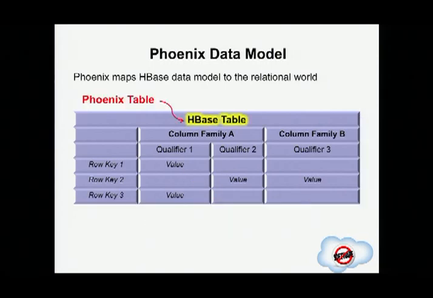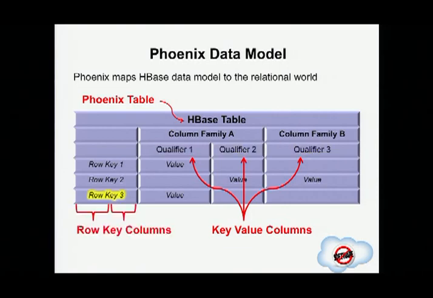Now, how does this map to Phoenix? Well, a Phoenix table maps one-to-one with an HBase data table. And then there are two types of columns in Phoenix. There's key value columns, which are one-to-one with your column qualifiers. And then there's your row key columns, where you define a row key as a multi-part composite key of all the columns that you want to put in your row key.